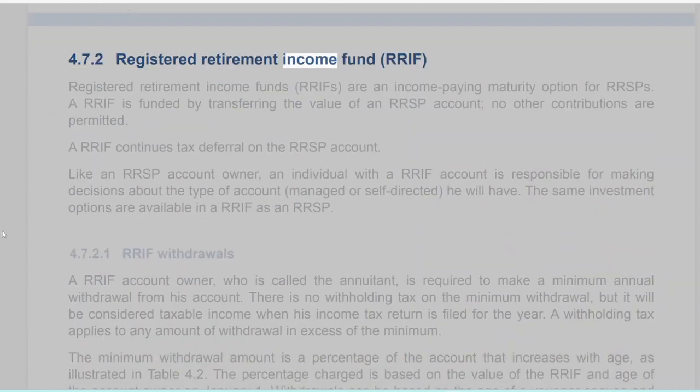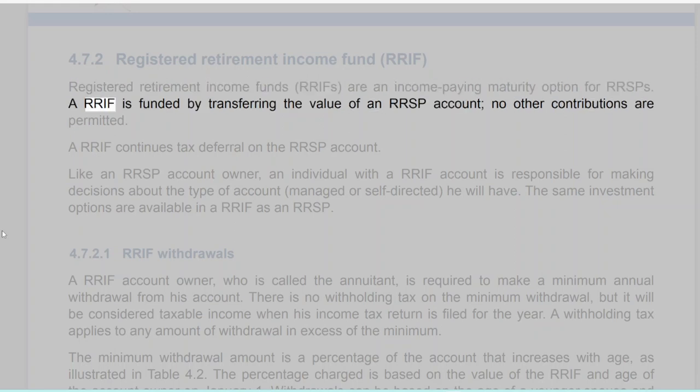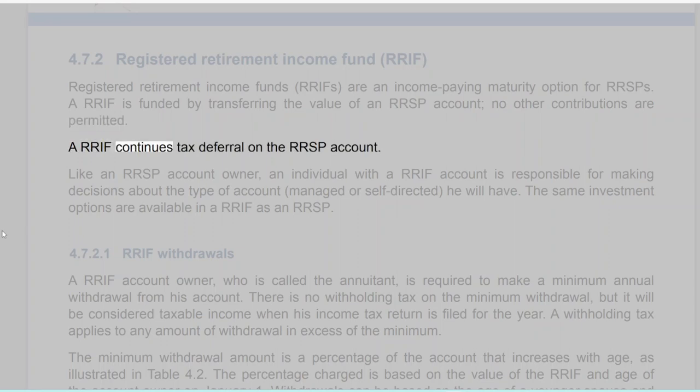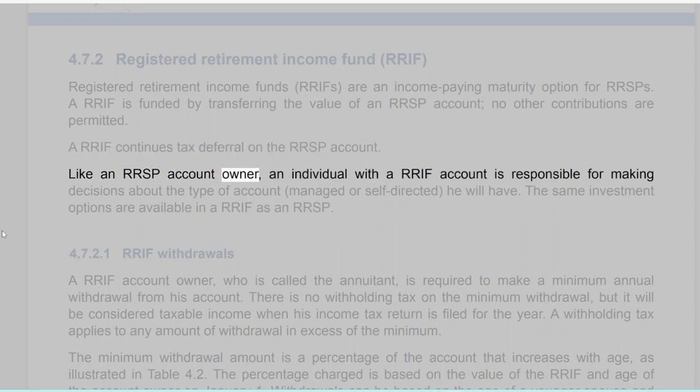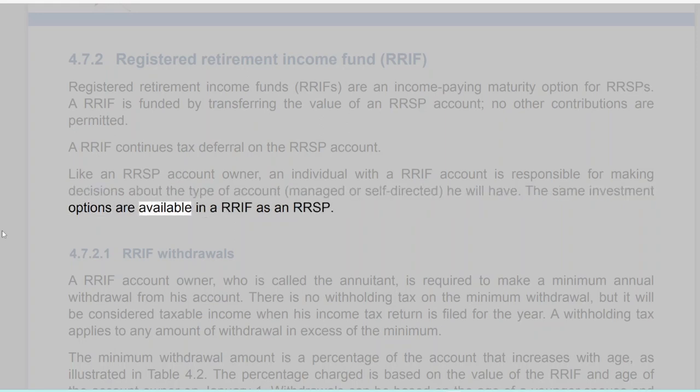4.7.2 Registered Retirement Income Fund, RRIF. Registered Retirement Income Funds, RRIFs, are an income-paying maturity option for RRSPs. A RRIF is funded by transferring the value of an RRSP account. No other contributions are permitted. A RRIF continues tax deferral on the RRSP account. Like an RRSP account owner, an individual with a RRIF account is responsible for making decisions about the type of account, managed or self-directed, he will have. The same investment options are available in a RRIF as an RRSP.